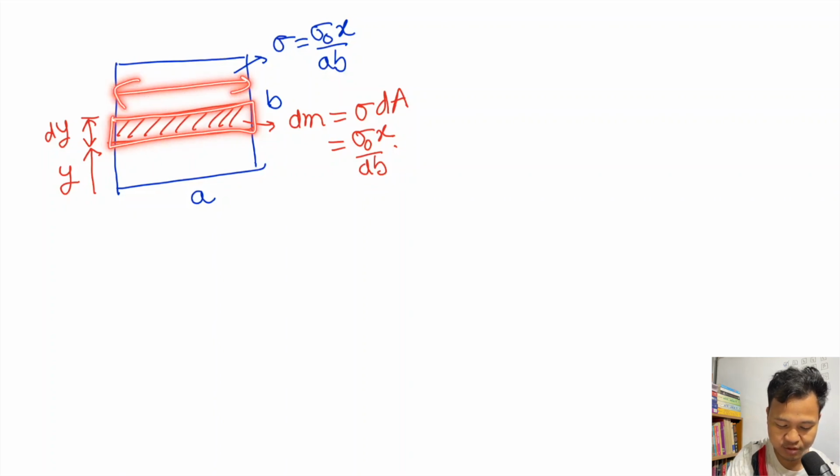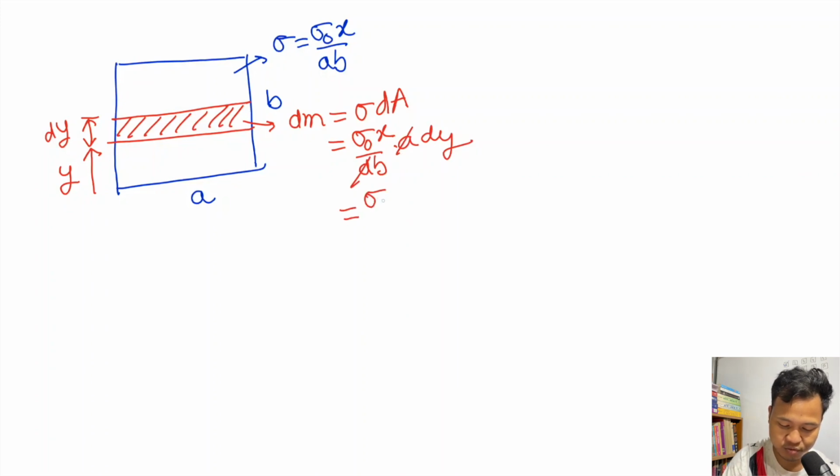It's a rectangular segment, so the area has length a and width dy. So area is a into dy. Okay, so a into dy, so a gets cancelled out. So dm is equal to sigma naught into x divided by b into dy. So this is dm.